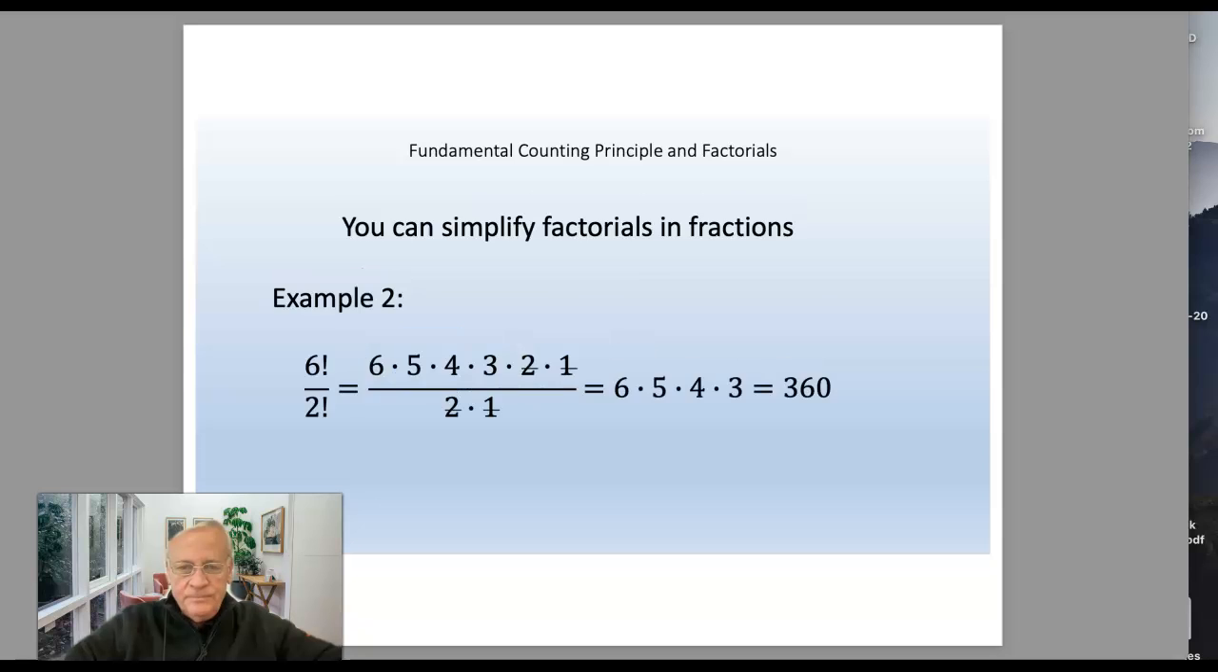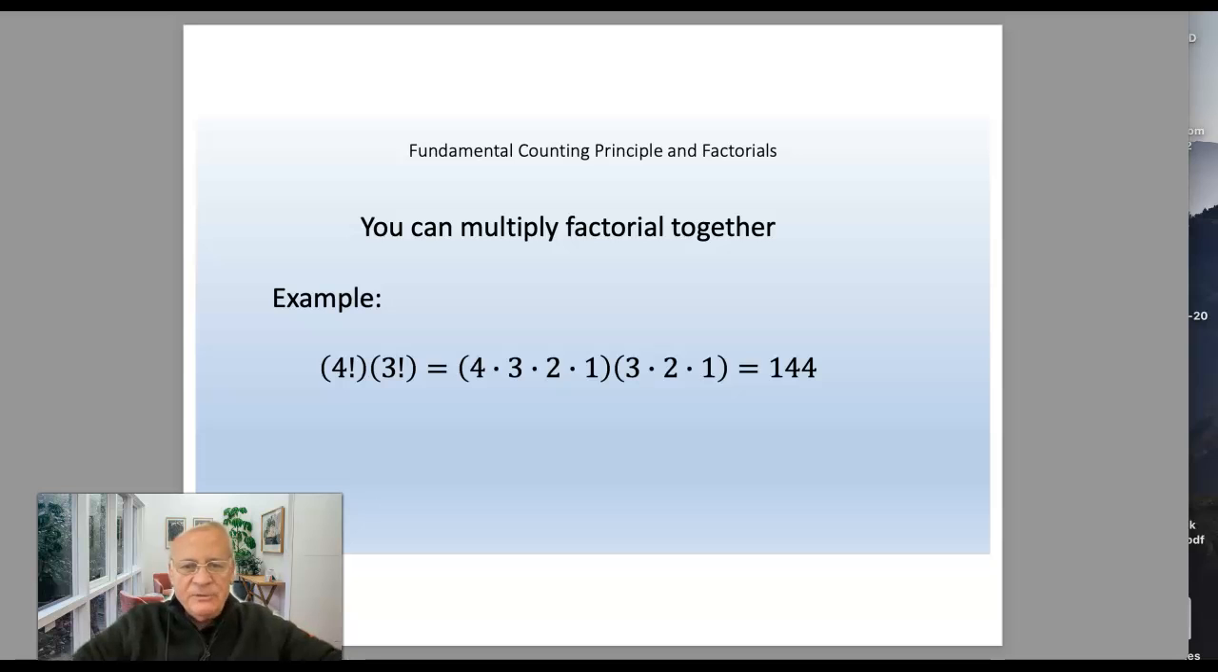Another example: 6 factorial divided by 2 factorial. Again, the 2 and the 1 will cancel out on the top and the bottom. So what you're left with is 6 times 5 times 4 times 3. You can think of it like this: 6 minus 2 is 4, so it's the first 4 numbers in the factorial sequence starting with 6. We'll get more into that later when we talk about permutations and combinations.